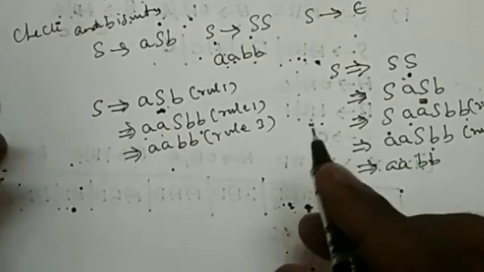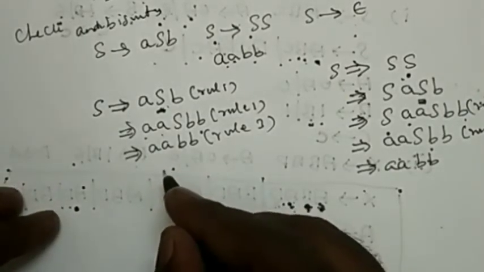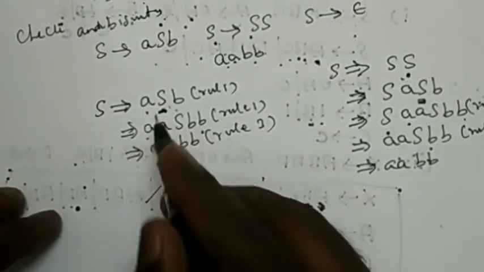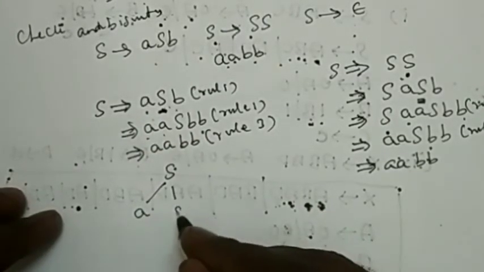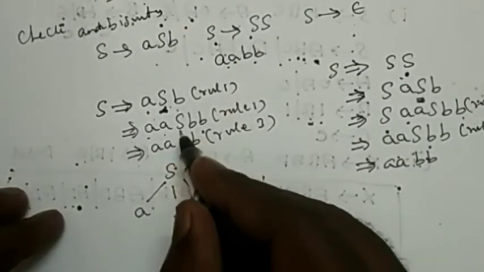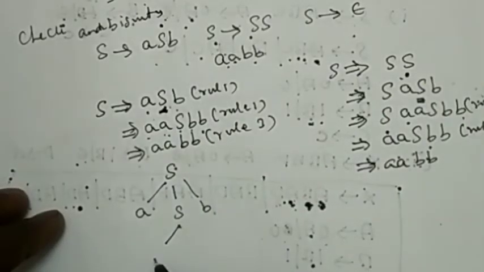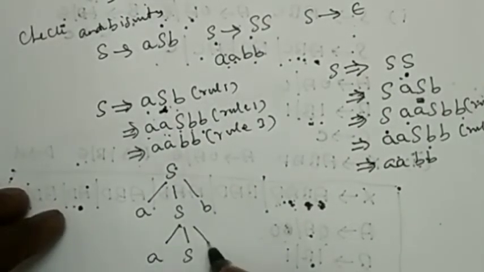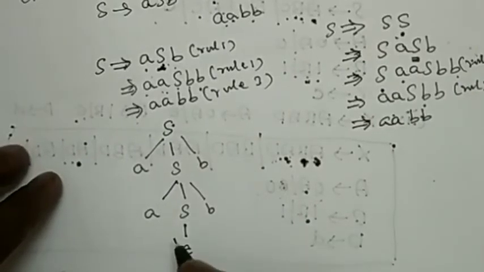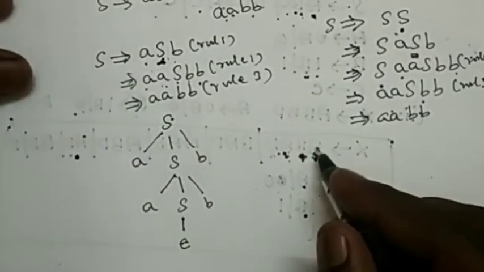Now we will try to construct a derivation tree for both derivations which we have derived so far. I will construct the first derivation tree, S tends to A S B for this grammar. This S has been derived once again by A S B. Now this S has to be replaced by epsilon. So when I replace by epsilon, this derivation tree is constructed.